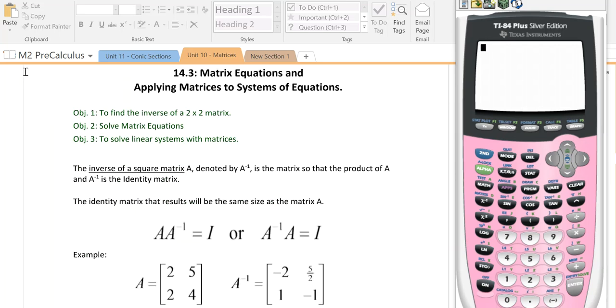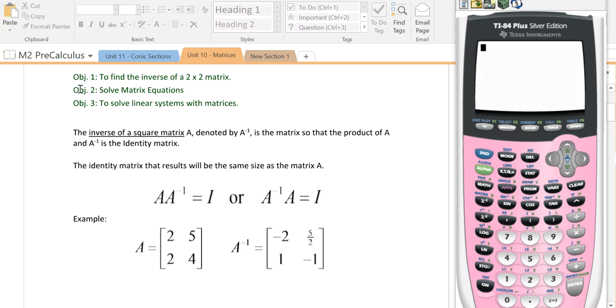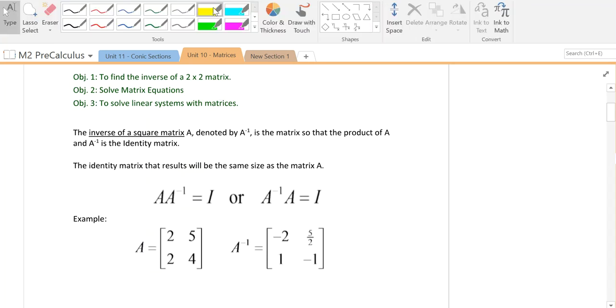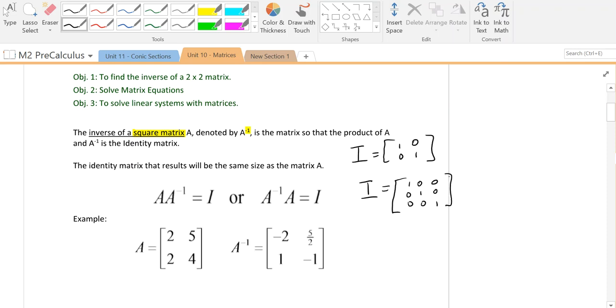Before we can actually find an inverse, let's define what an inverse is. The inverse of a square matrix, so this only applies to a square matrix, and if I call it matrix A, it's denoted with A to the -1. That's what tells me it's an inverse. It's the matrix so that the product of A and A^-1 is the identity matrix. The identity matrix for 2 by 2 is 1, 0, 0, 1. For 3 by 3, that's going to be 1, 0, 0, 0, 1, 0, 0, 0, 1. So you can see I have ones down the diagonal and zeros everywhere else.